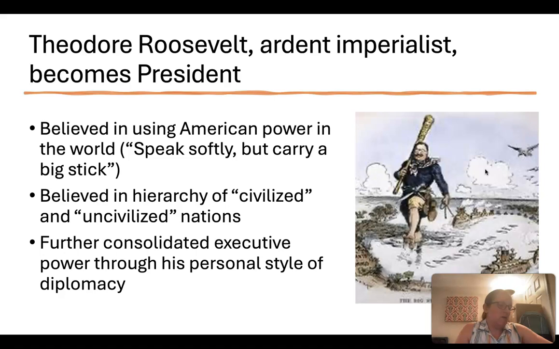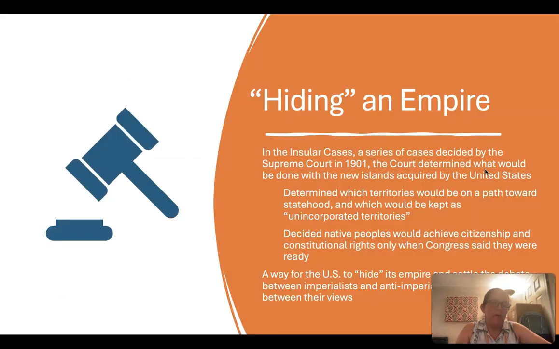So now America has acquired all of this new territory. And we really have to figure out what we are going to do with it. Particularly, how are we going to see ourselves as an imperial power? So, in a series of cases decided by the Supreme Court in 1901, the court decided what was going to be done with these new islands acquired by the United States. And the court decides that the native peoples of Hawaii and Puerto Rico would achieve citizenship and constitutional rights only when Congress said that they were ready for it.